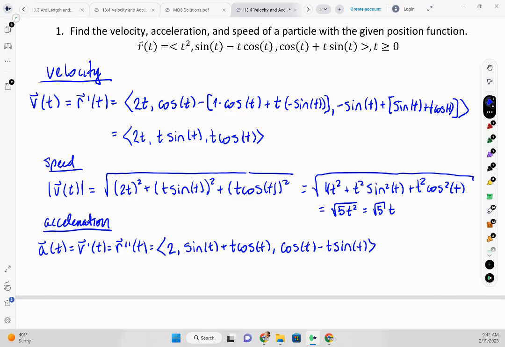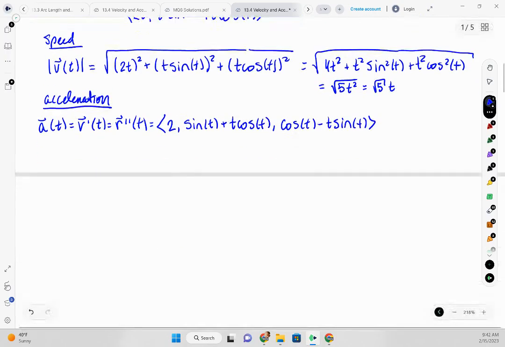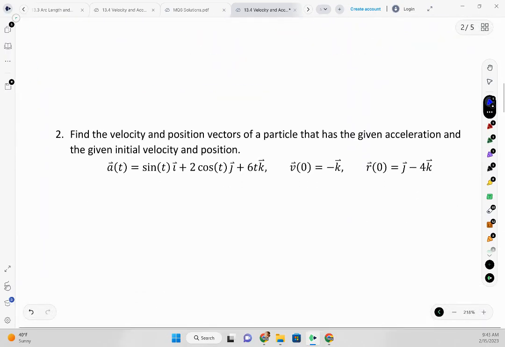And that's it. We have velocity, speed, and acceleration. Now, in the next problem, we're given an acceleration vector. We know its components, and we're supposed to find the velocity and position vectors. And we are also given an initial velocity and an initial position.